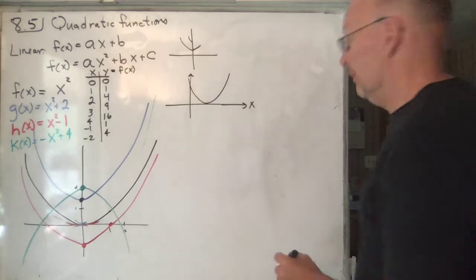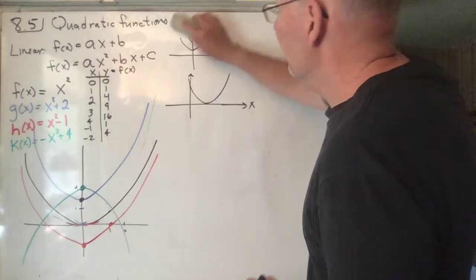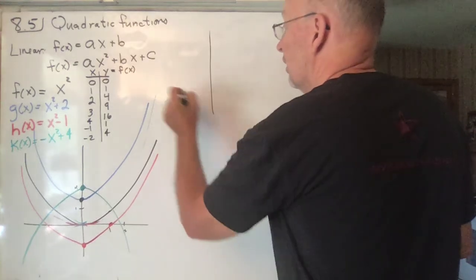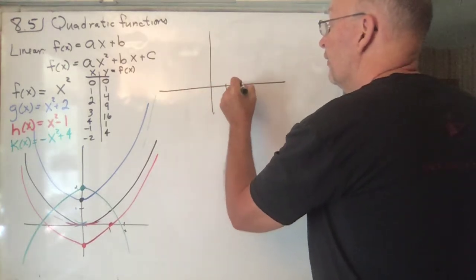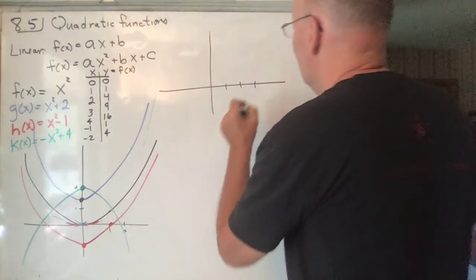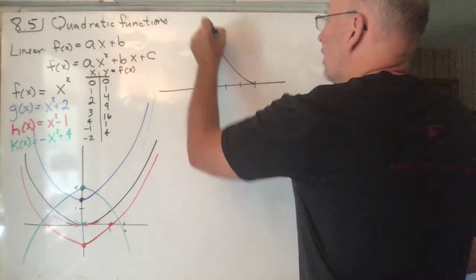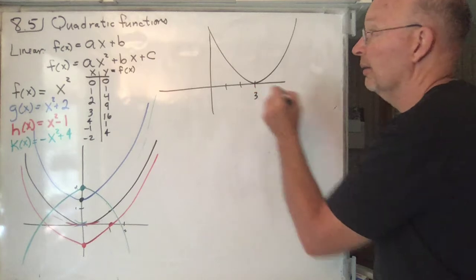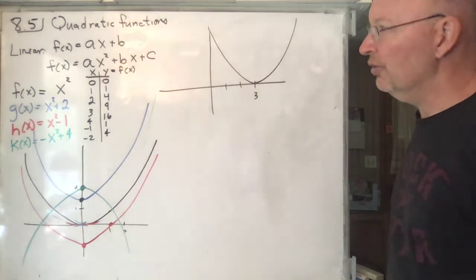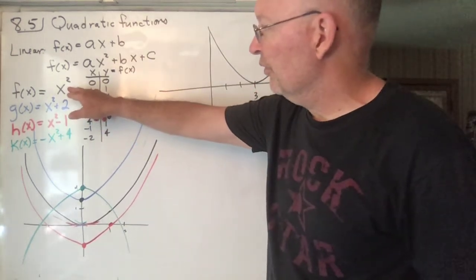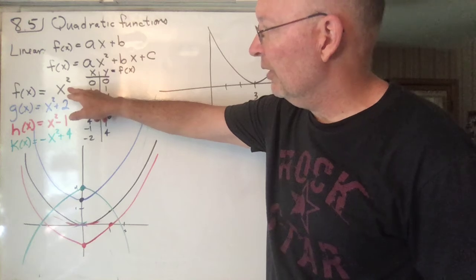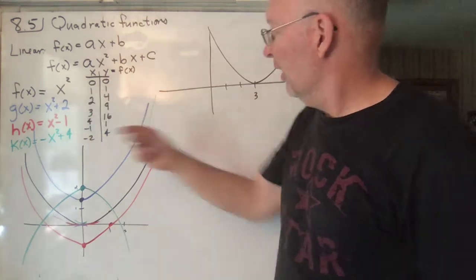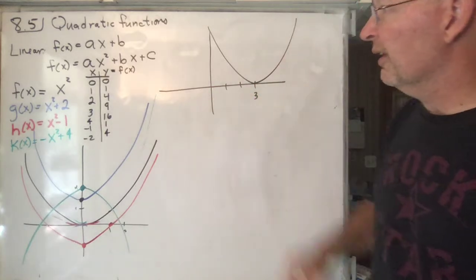Well, let's think about it. Let's take a particular example. Let's actually make one here a little nicer. Say I wanted the vertex to be not at 0, but at 3. Okay? So there's 3 right there. How would I have to change the equation, the formula for the function, if I wanted the vertex to be here rather than at 0?